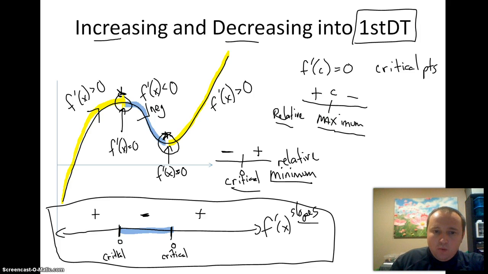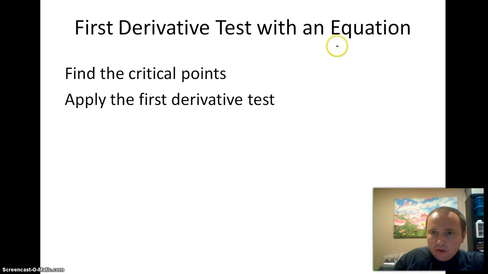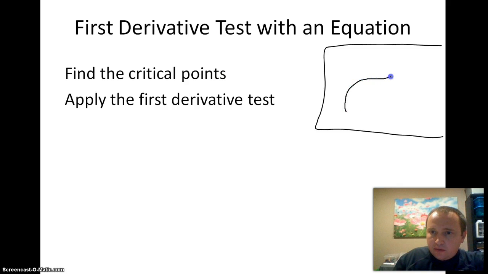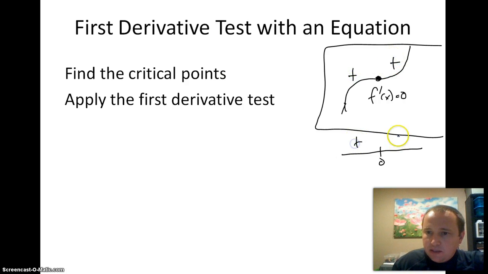Now, there is one graph, we'll put it right here because I need some space: what if my graph did this? Okay, this right here, right there, has a slope of 0. Well, that is a critical point because your slope is 0. But let's look at it. Before that point has a positive slope, after that point has a positive slope. And so we would say that this has no relative min or max. Okay. So what we're going to do is we're going to do this with an equation.